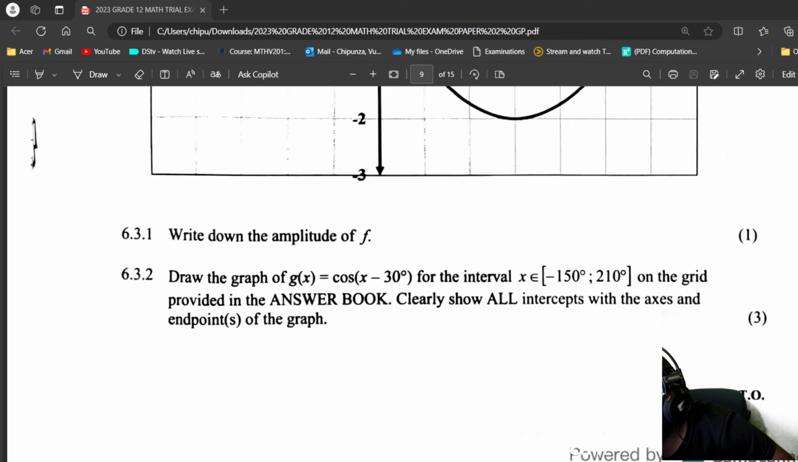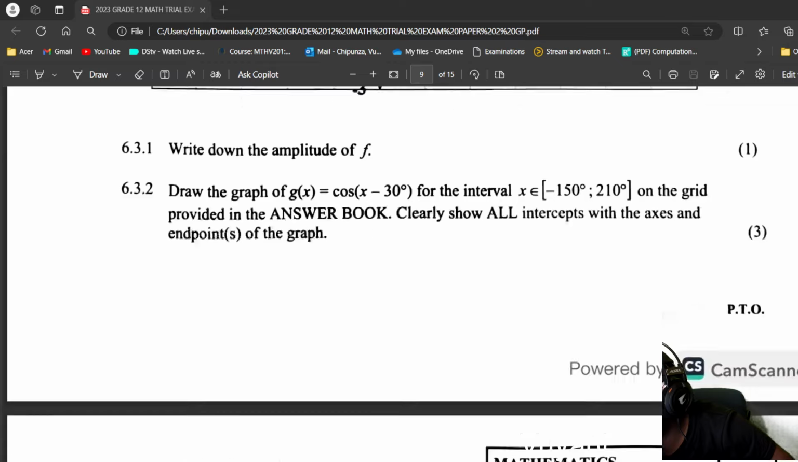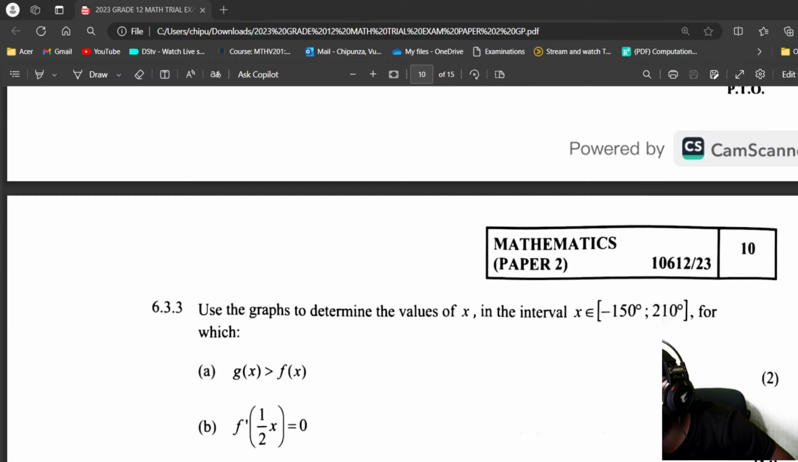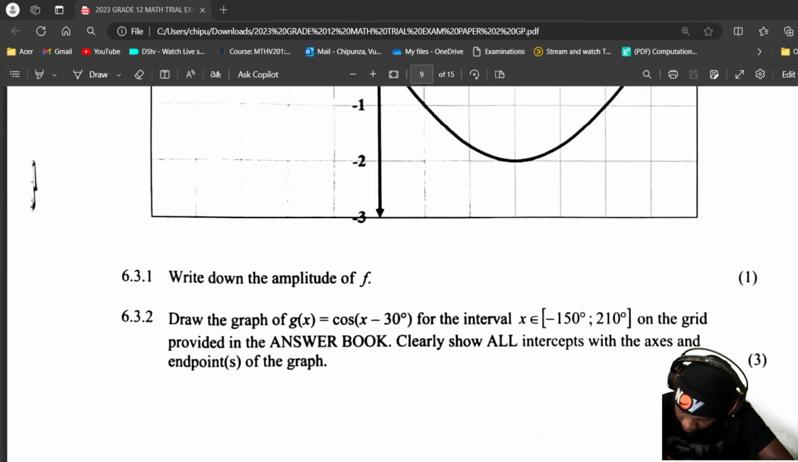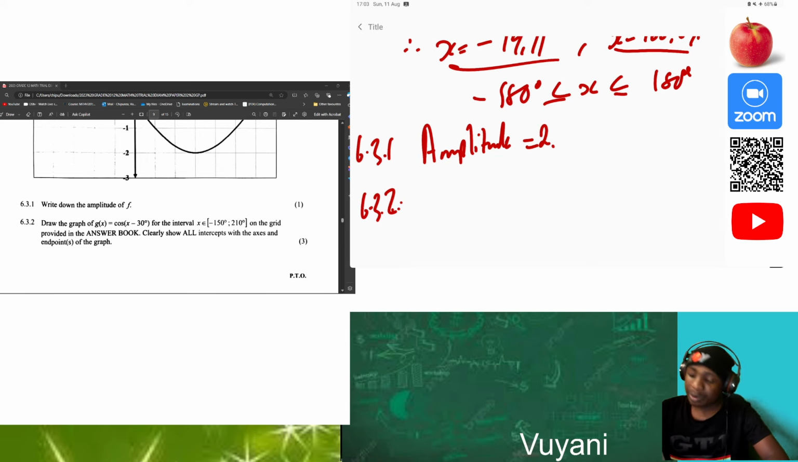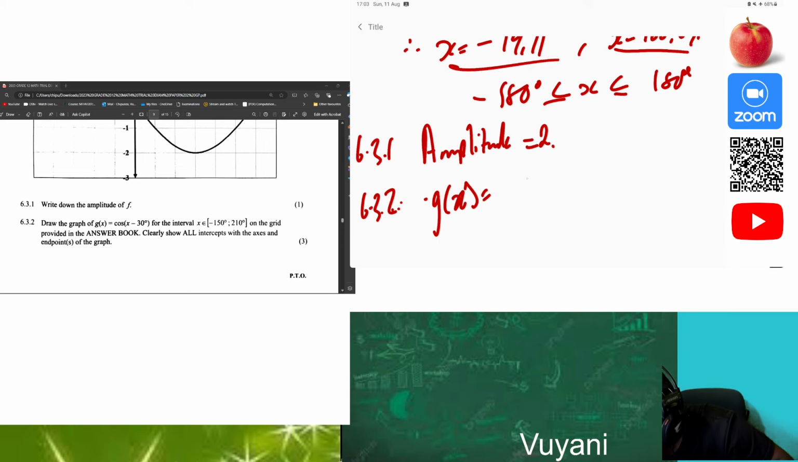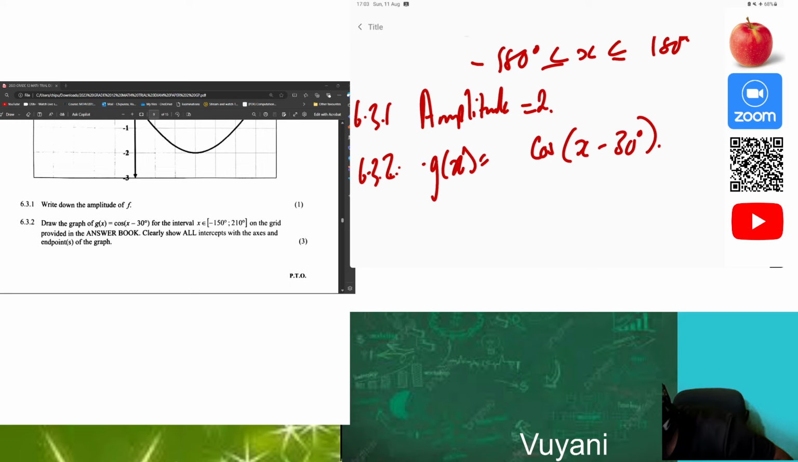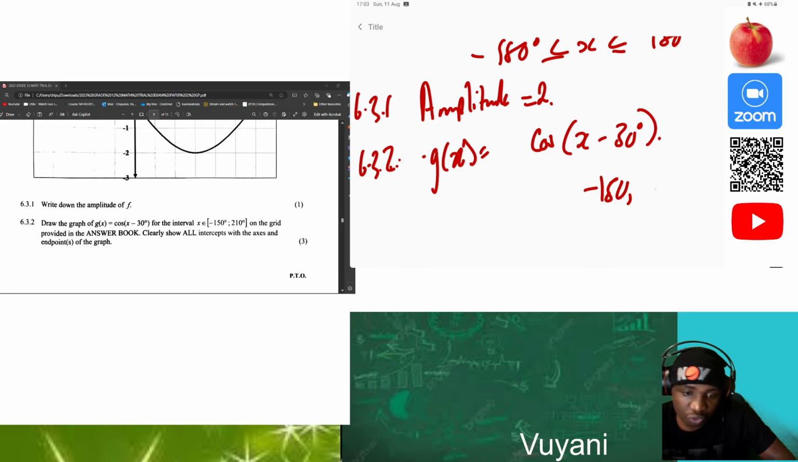Draw the graph of g of x equals cos of x minus 30 for the interval of x on the grid provided in the answer book. This will be 6.3.2. When plotting a function, this is always the same case. The first thing is to understand that you are given g of x, which is equal to cos of x minus 30, and they have also given you an interval, which is negative 150 to 210.